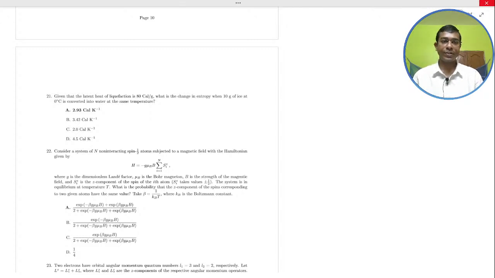Given that the latent heat of liquefaction is 80 calorie per gram, what is the change in the entropy when 10 gram of ice at 0 degree Celsius is converted into water at the same temperature?